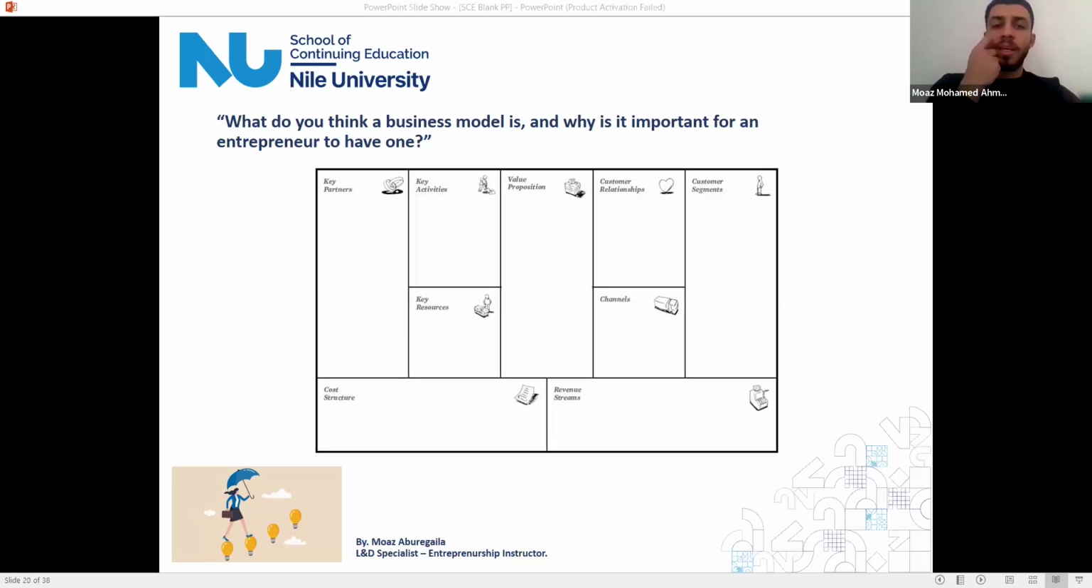Again, by the end of the day, you will have filled in these segments. Sorry, we're not able to see the slide. It's too small. You're not able to see the slide? Yes. Okay, I'm going to explain each component of the 9 components of the BMC. Natasha, don't worry.